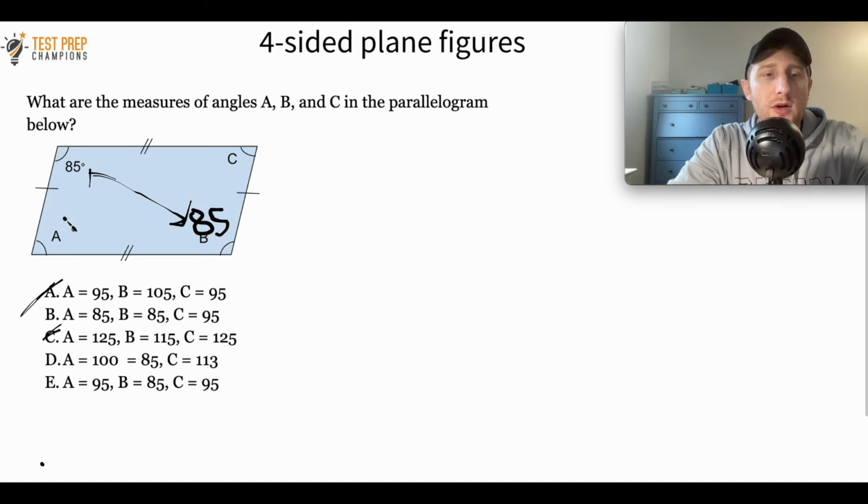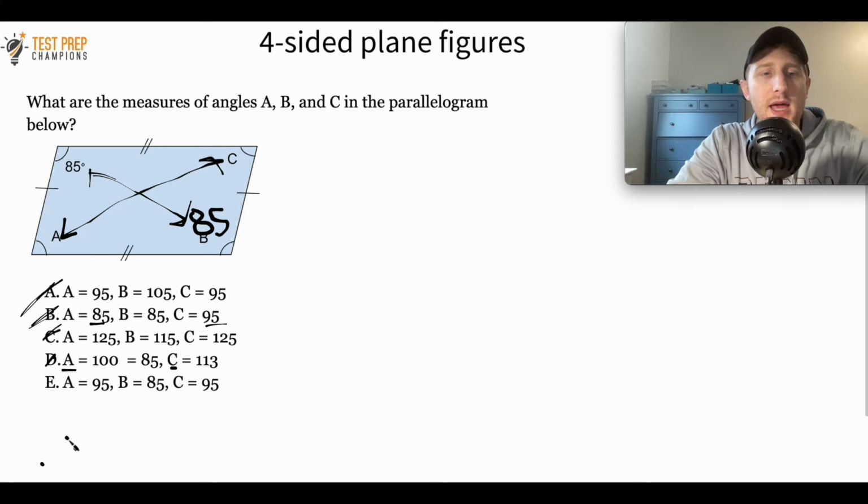Well, we know that angle A and angle C are equal. So we now have to find an answer choice where both A and C are equal. Because angle A and C are opposite from each other, they're going to be equal in measure for a parallelogram. If I look at B, I see that A is 85 and C is 95. That can't be the correct answer because they have to both be equal. And I look at D, I see that A is 100 and C is 113.